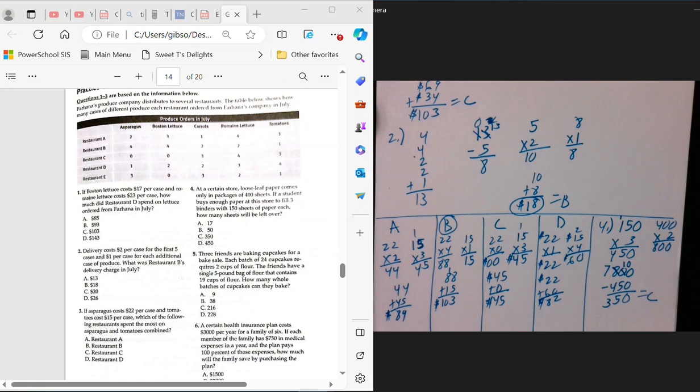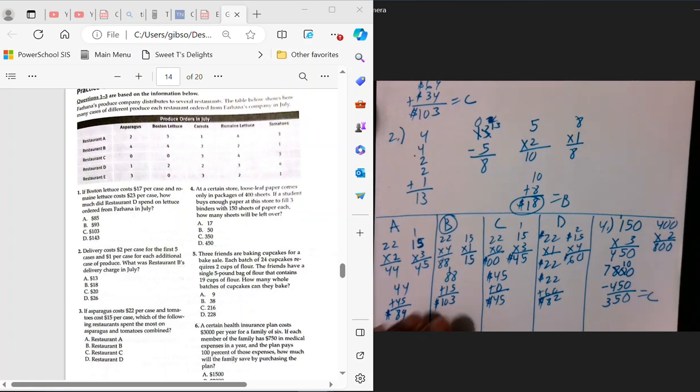Okay, now we go here to problem number 5. It says 3 friends are baking cupcakes for a bake sale. Each batch of 24 cupcakes requires 2 cups of flour. The friends have a single 5-pound bag of flour that contains 19 cups of flour. How many whole batches of cupcakes can they bake?